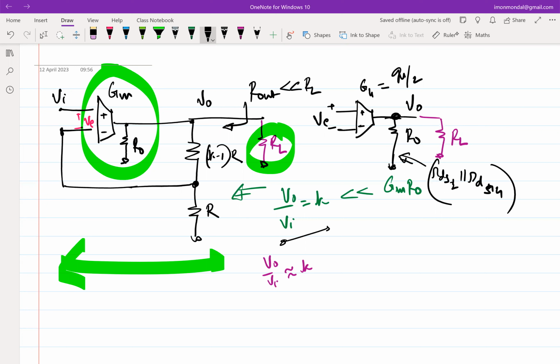Pardon? RL cannot be... So what happens if RL is too small? It will load, right? So the current will load. I mean, RL will load the loop. So that effectively is saying that you are violating this condition, correct?